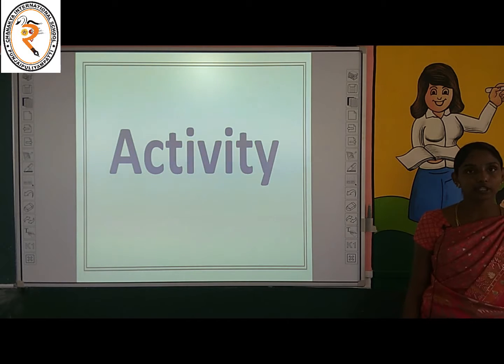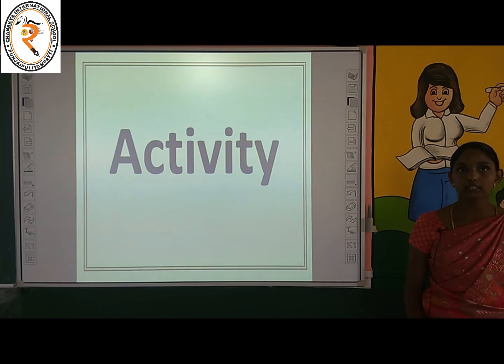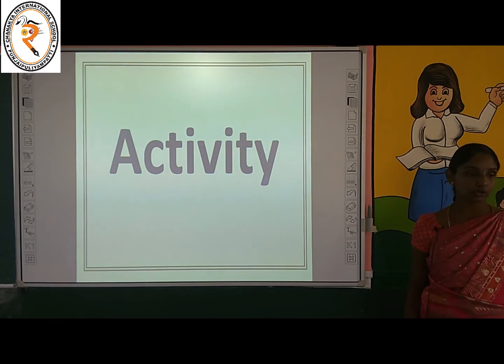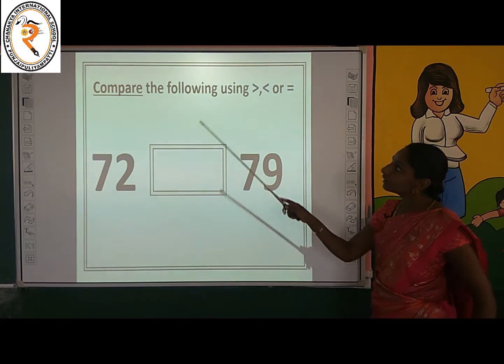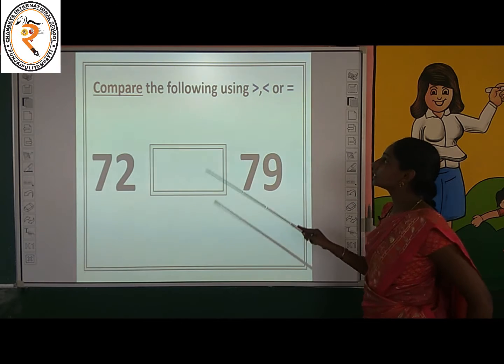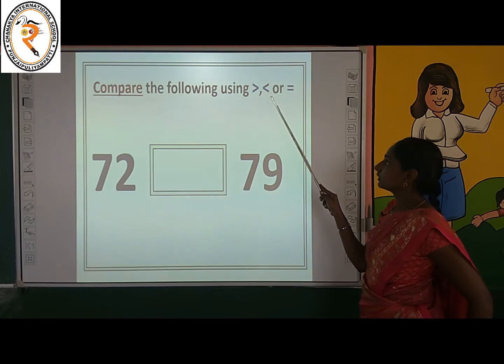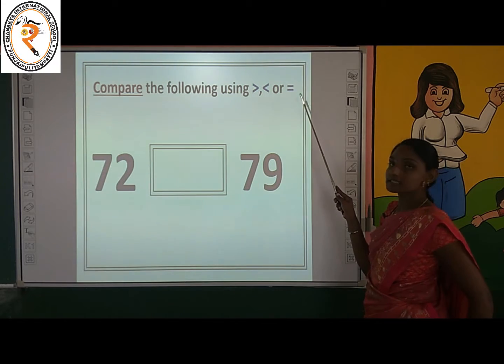Now it's time for an activity. Okay, this is your turn. You have to recall all the rules and answer the questions. Compare the following. You have to compare the given numbers using these symbols. This symbol is known as greater than. This is smaller than. This is equal to.